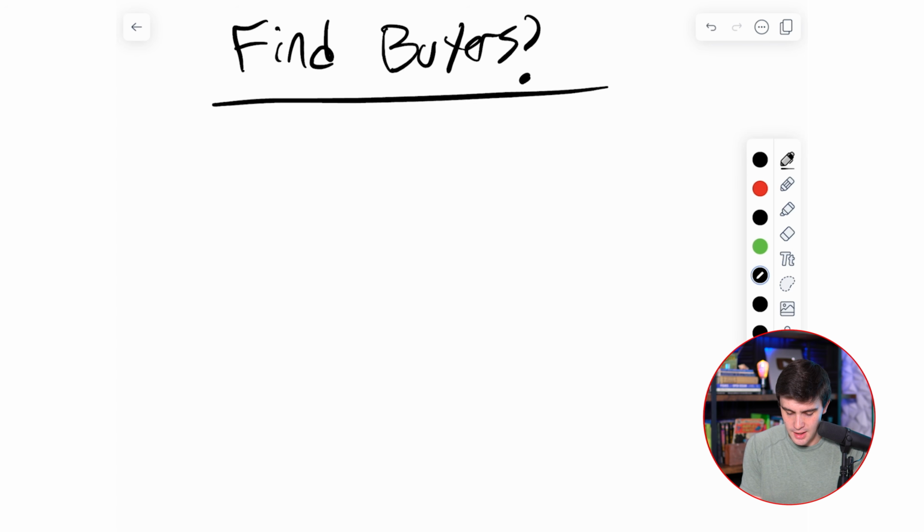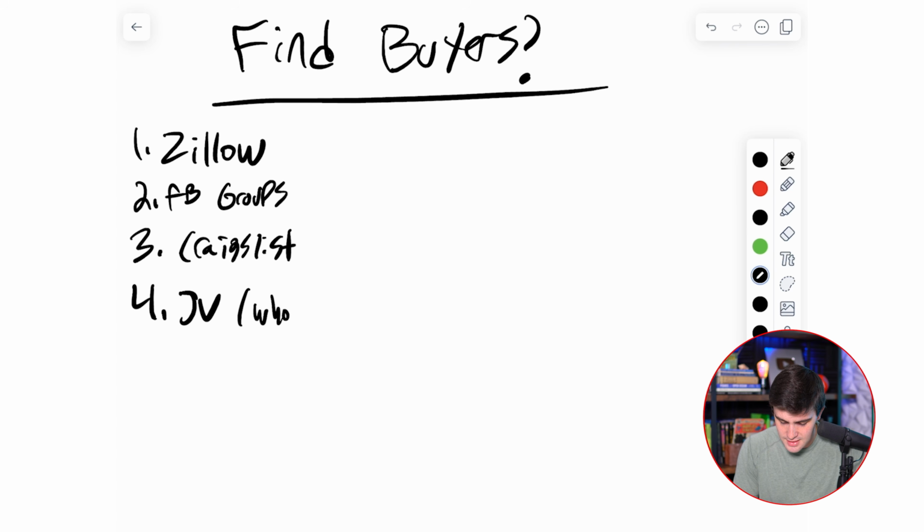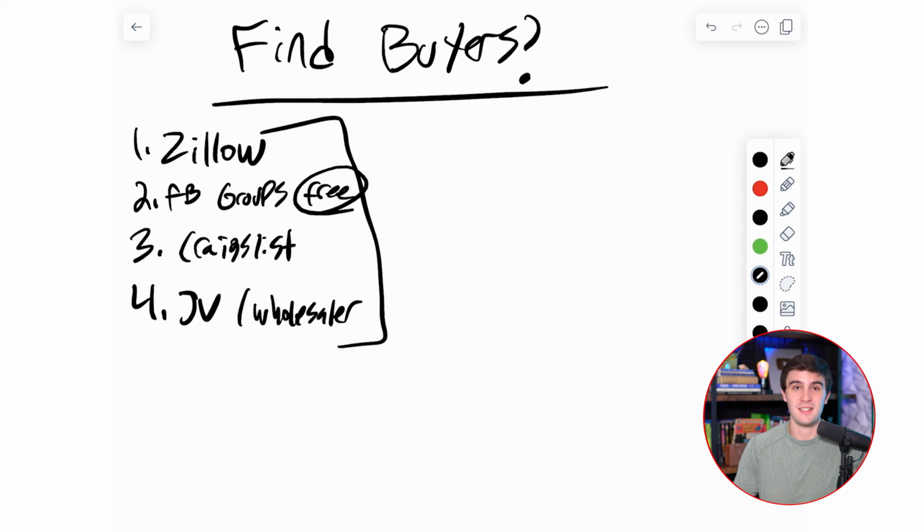Well, if you have no money, number one, Zillow.com is probably going to be your best resource. They have the for rent section, which you can find a lot of landlords. Heck, you can go into Facebook groups where there's a bunch of other buyers. You can post your deal on Craigslist, which I'm not the biggest fan of, but you can do. And also you can JV and find other wholesalers who have buyers lists like me, and I can sell your deal for you. Now, these are basically the free ways to do it. If you have no money, stick to these.